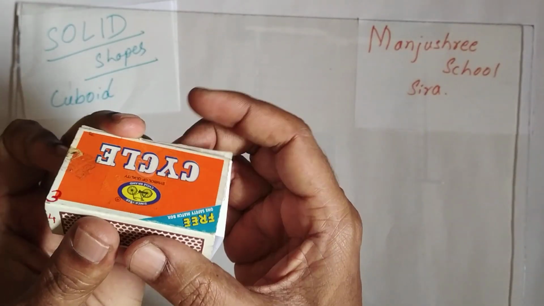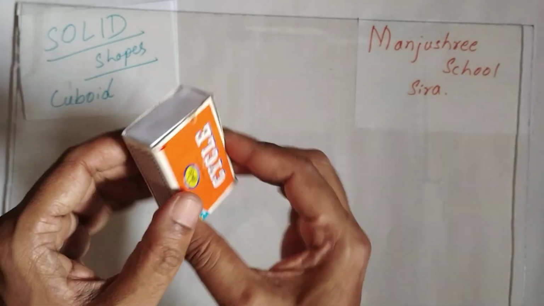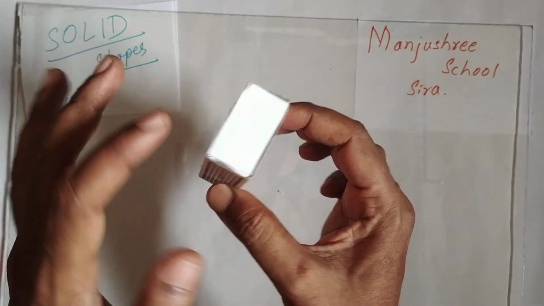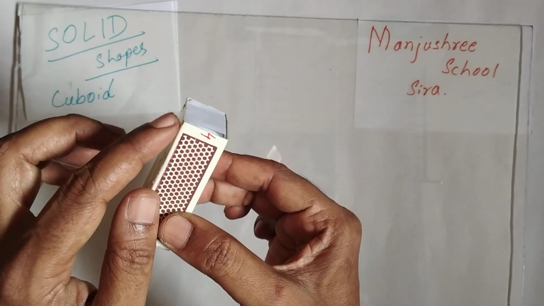I'm holding one more thing which is in our daily life, the matchbox. You can see this is also having similar features. Opposite surfaces are equal, and it has the same number of edges and vertices.